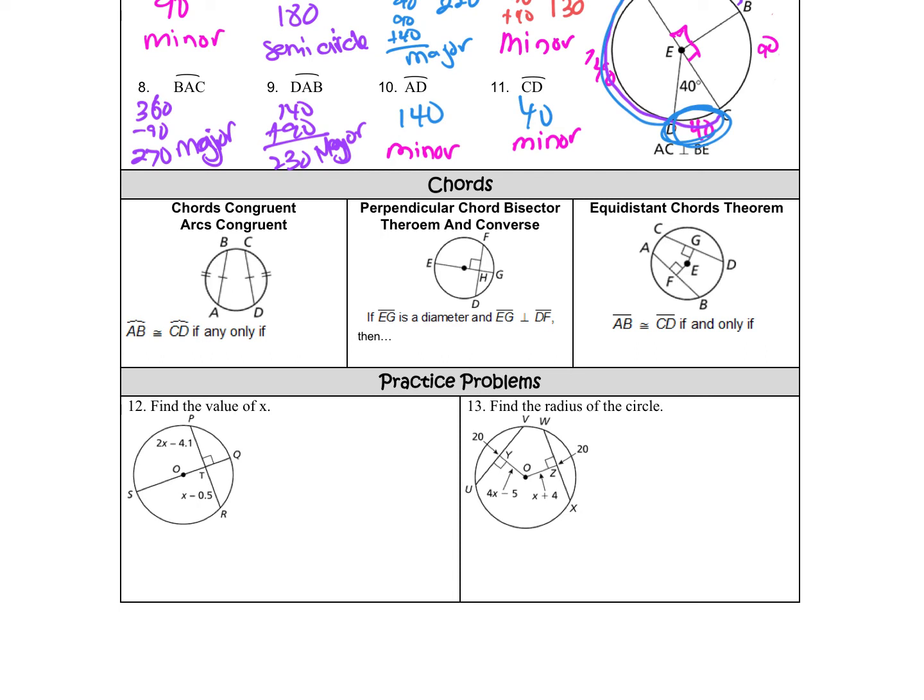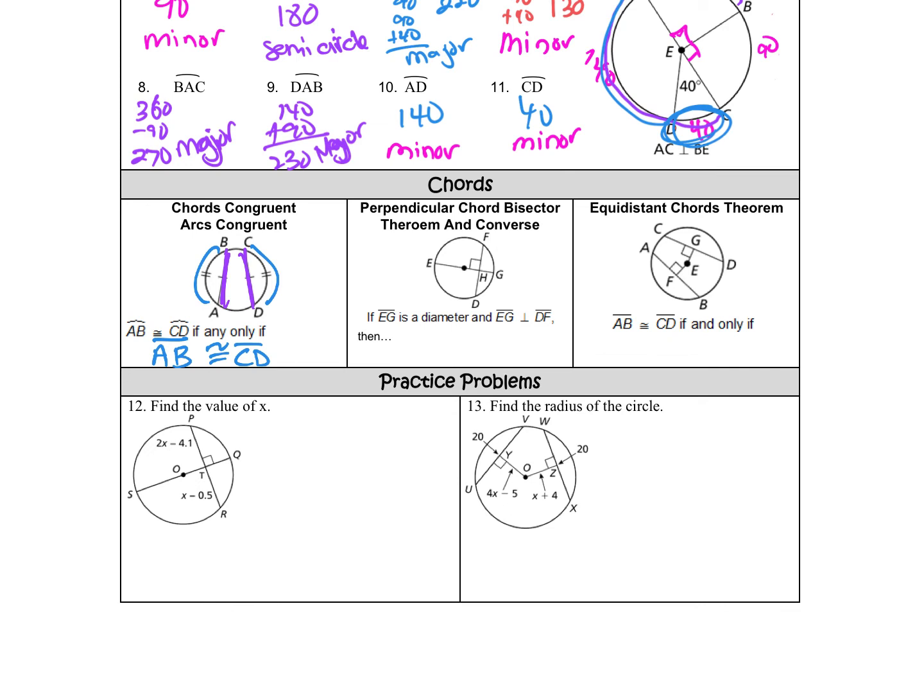All right, so on this one right here, it says chords. If the arcs are congruent, the chords are going to be congruent. If the chords are congruent, then the arcs are congruent. So I can basically say right here that line segment AB is congruent to line segment CD. Because the arcs are congruent, these two right here, that means that the chords have to be congruent from here to here.